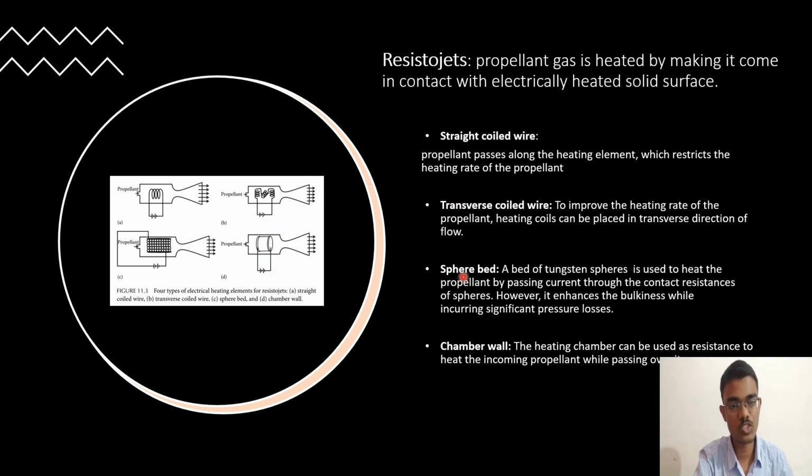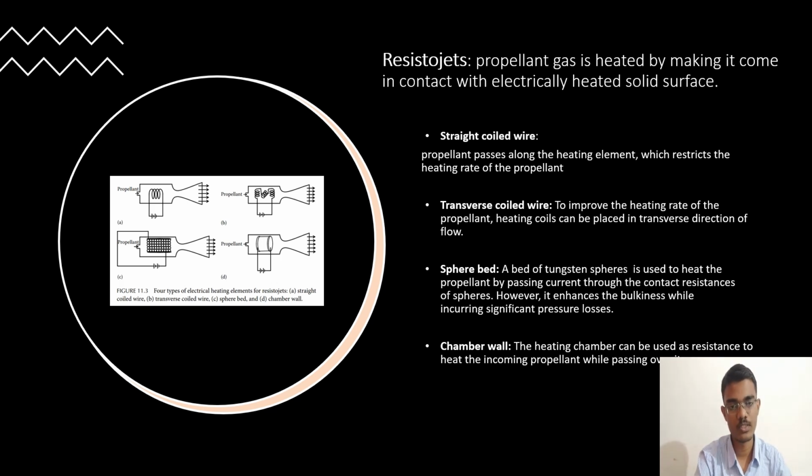Next is the sphere bed method, or sphere bed resistor jets. Here, a bed of tungsten spheres is used to heat the propellant by passing current through the contact resistance of the spheres. However, it enhances the bulkiness while incurring significant pressure loss. So in this type of resistor jet there is a pressure loss. Next is the chamber wall resistor. The heating chamber can be used as a resistance to heat the incoming propellant while it flows over.